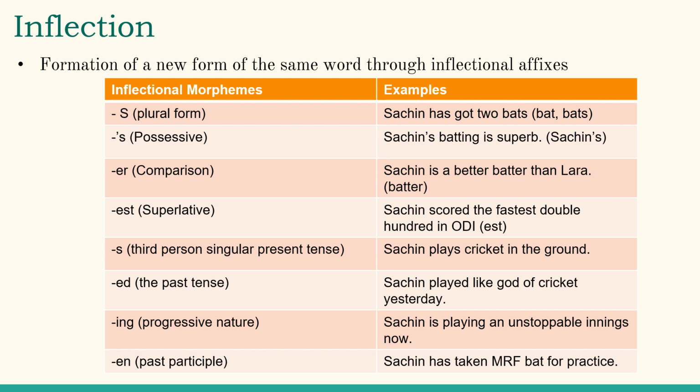Sachin has taken MR of bat for practice. Taken. He has taken MR of bat for practice. So all these are the inflection examples that we can understand.